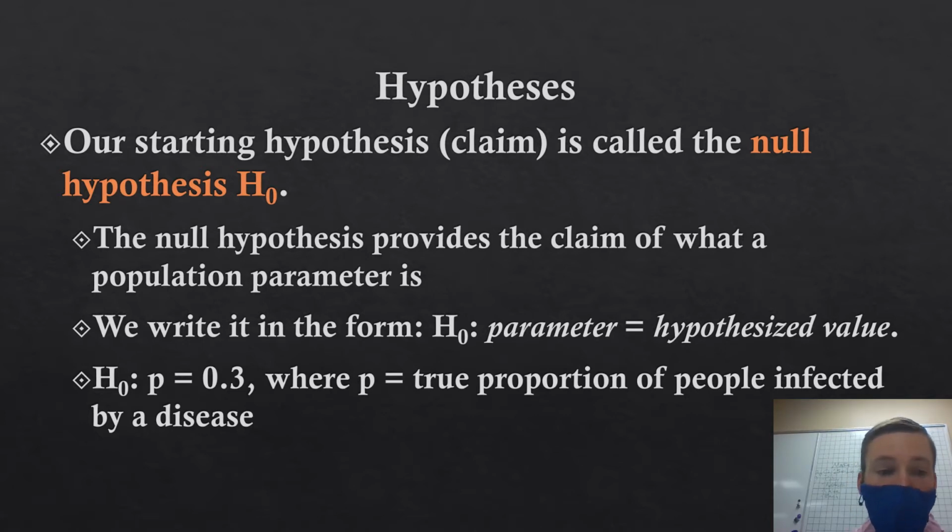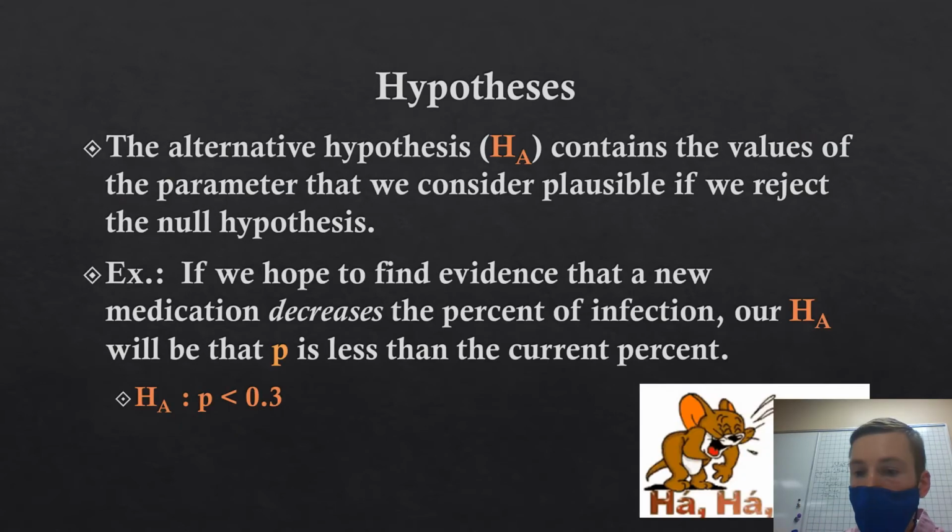Another example, if we had a null hypothesis of P equals 0.3, where P is equal to the true proportion of people infected by a disease, okay? So key thing here is that when it comes to the null hypothesis, we always have some sort of equal sign that we're claiming that our parameter is equal to. So with the null hypothesis, we have equality. We're claiming that our parameter is equal to something.